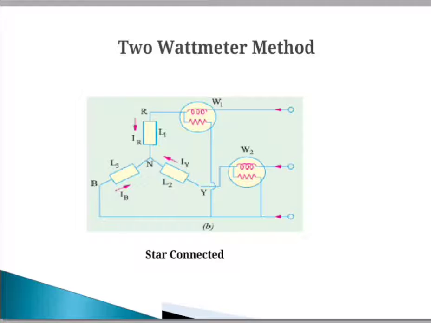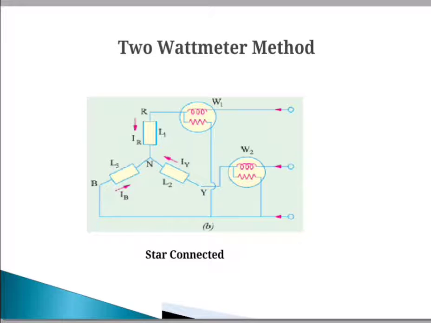See the connection diagram. The current coil of wattmeter W1 is connected in series with the R phase, and for the pressure coil, the M and L terminal, C and V terminal. The M and C terminals of the first wattmeter are shorted, then the V terminal is connected to the B phase. Similarly, the current coil of the second wattmeter is connected in series with the Y phase, and the V terminal of the pressure coil is connected to the B phase.